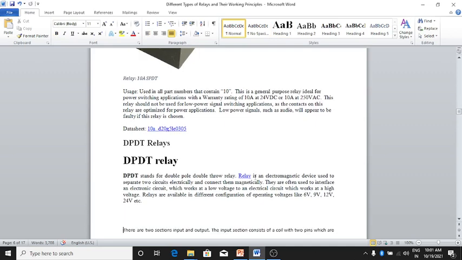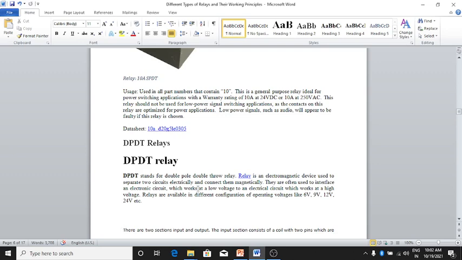Now is DPDT, double pole, double throw. In SPDT, there is single pole, that is one input, and double throw means two outputs. Here, double pole, double throw means two inputs and two outputs. Clear? DPDT stands for double pole, double throw relay.